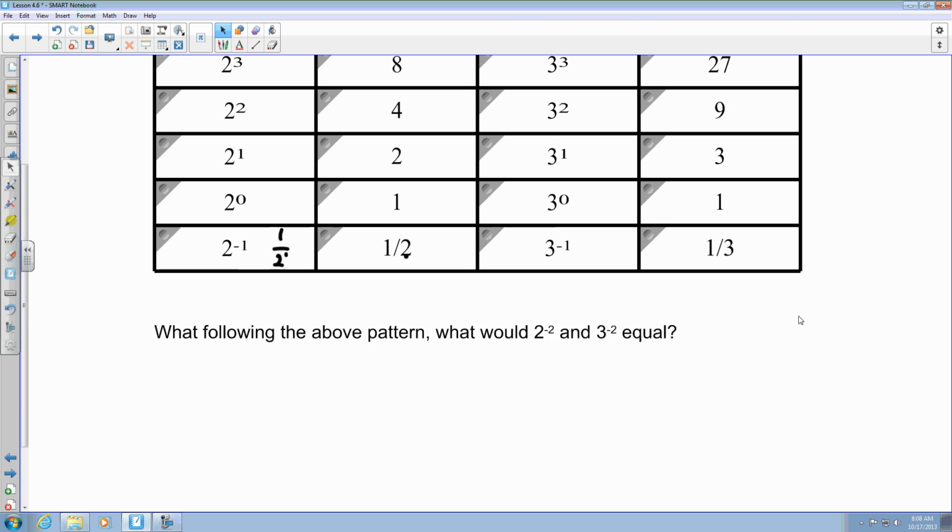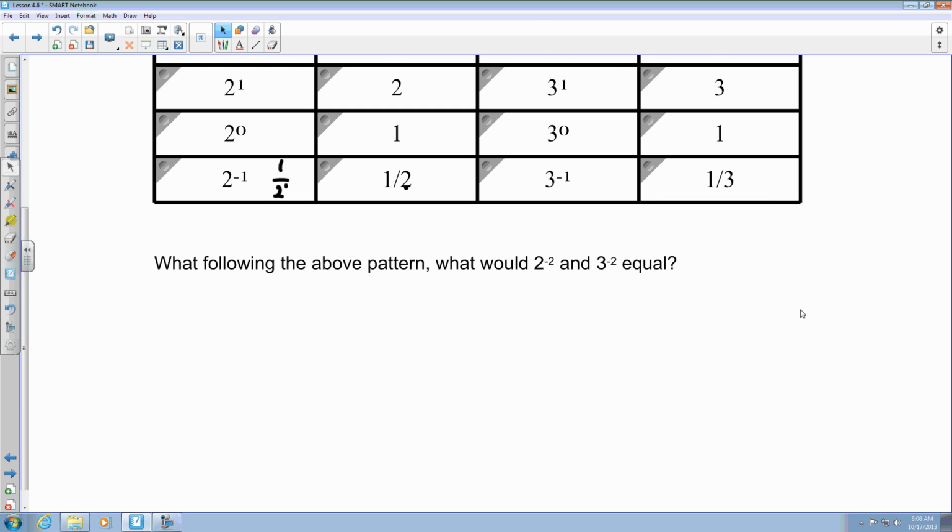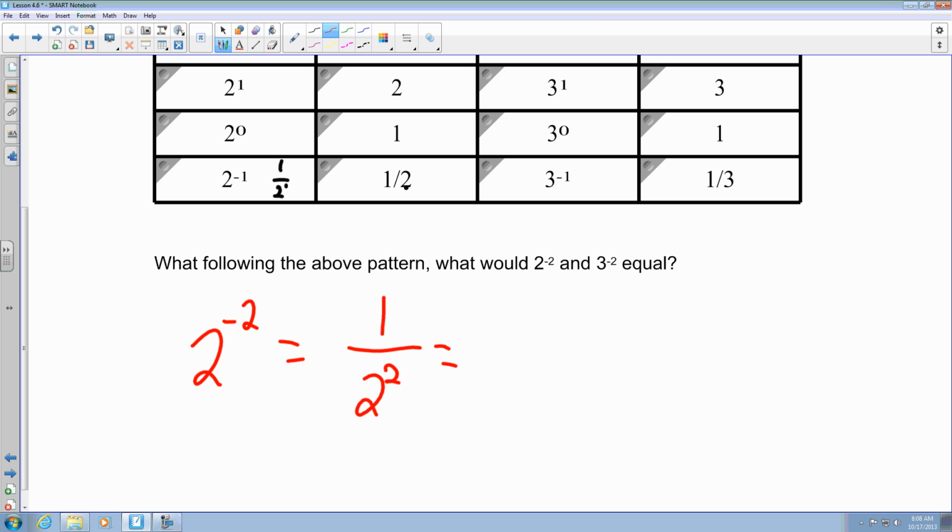So following that pattern, let's take a look at 2 to the negative 2 power and 3 to the negative 2 power. If I have 2 to the negative 2 power, by rule, it's going to be 1 over 2 squared, which means that 2 to the negative 2 power is actually 1/4. And 3 to the negative 2 power, using the rule, is going to be 1 over 3 squared, which equals 1 over 9.